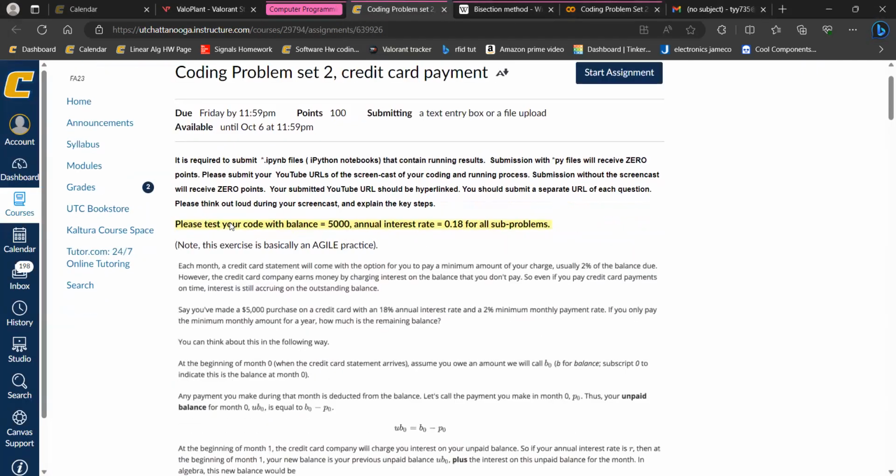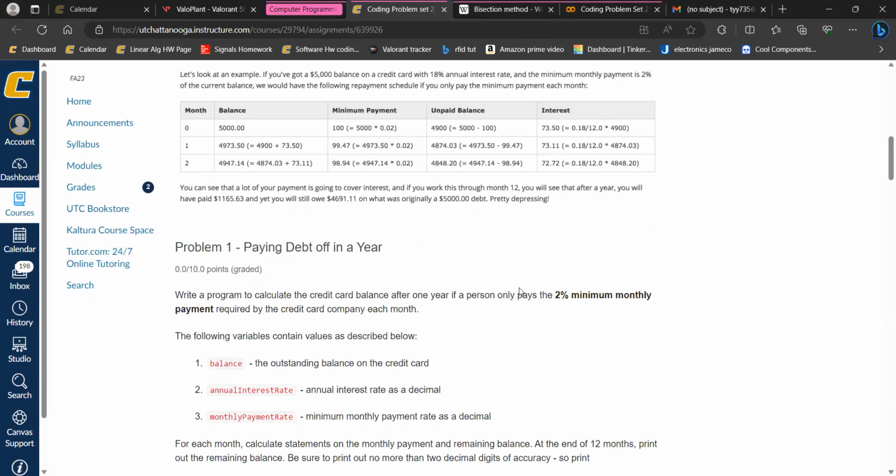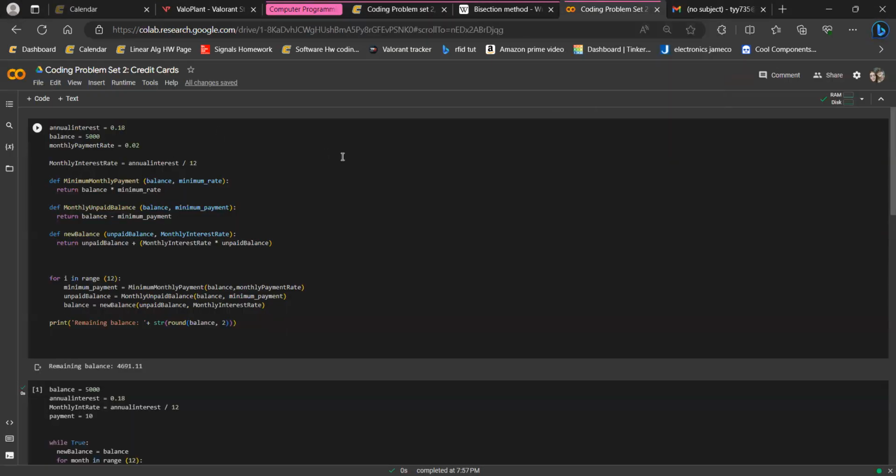For this first problem, it was paying off debt in the year, and it had a minimum monthly payment required. I remember for this problem, I wanted to do a loop. I remember that, but I didn't know how to call upon previous, I guess, terms for it. So there was a lot of things that I had to learn for this specific problem.